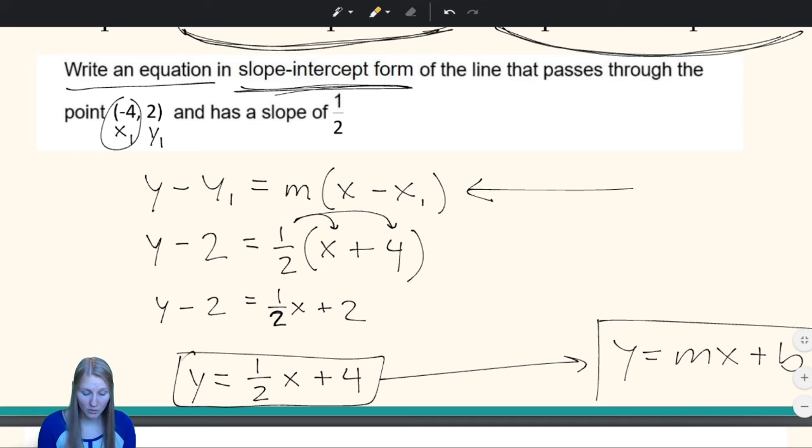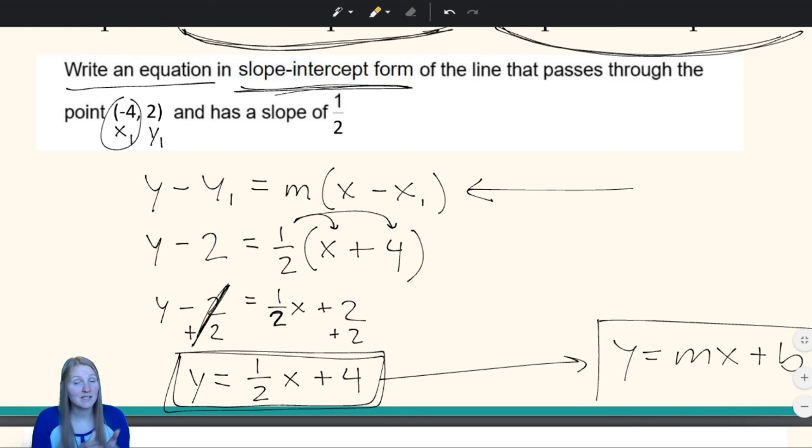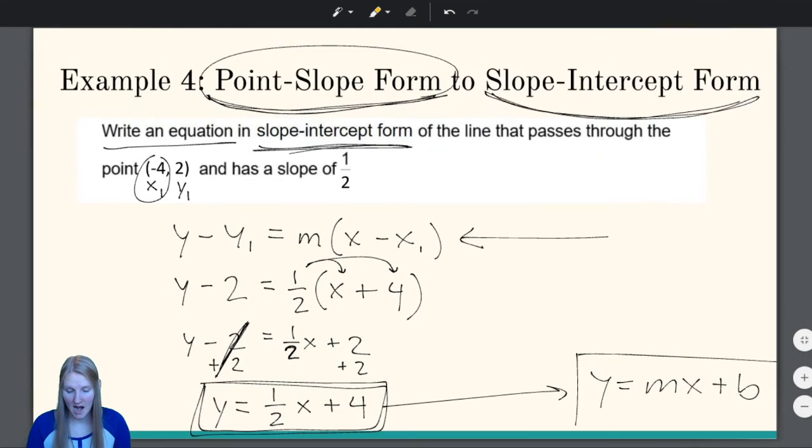And then we wanted y by itself, because in slope-intercept form, y is by itself. So in order to get y by itself, we needed to add 2 to both sides of the equation. That gets rid of it on the left. 2 plus 2 is 4, and boom. We have y equals mx plus b. Now we have slope-intercept form.